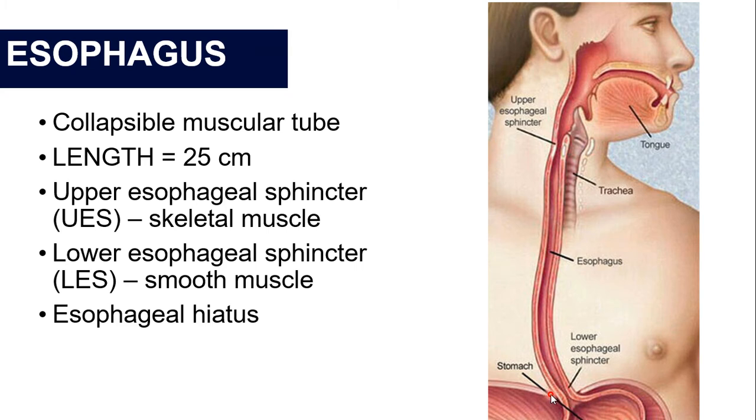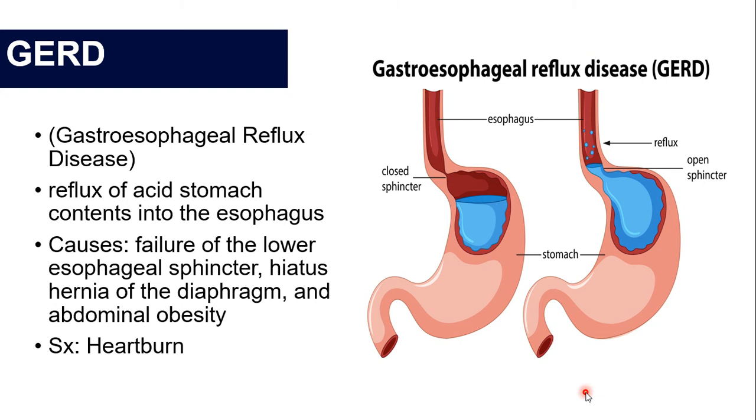So if there are any hernia conditions like hernia, it will be called your hiatal hernia. So in relation to a condition regarding the esophagus, we have here the GERD, or your gastroesophageal reflux disease. In this condition, there is reflux of the acid stomach contents into the esophagus. And the causes include failure of the lower esophageal sphincter, for example failure to close, hiatus hernia of the diaphragm, okay, and abdominal obesity.